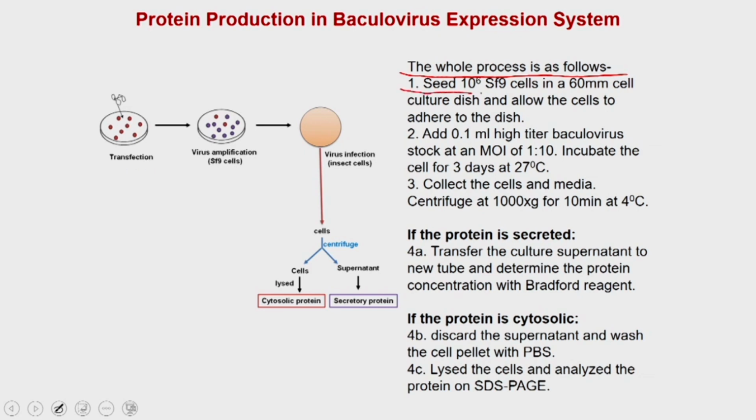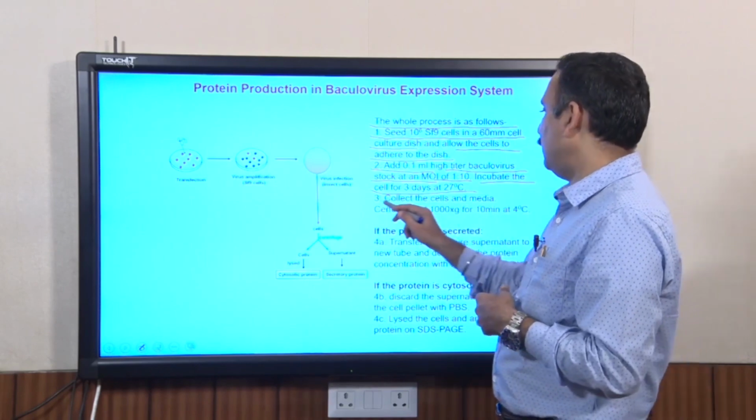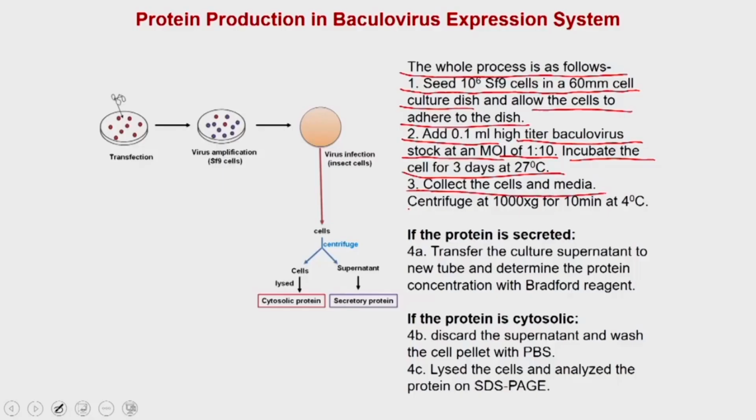First, you seed 10 to the power 6 SF9 cells in a 60 mm cell culture dish and allow the cells to adhere to the dish. Now, add 0.1 ml high titer baculovirus stock at an MOI of 1 to 10. Now, incubate the cells for 3 days at 27 degrees Celsius, so that the virus can infect the insect cells and propagate within them. Now, collect the cells and media, and centrifuge at 1000 g for 10 minutes at 4 degrees.